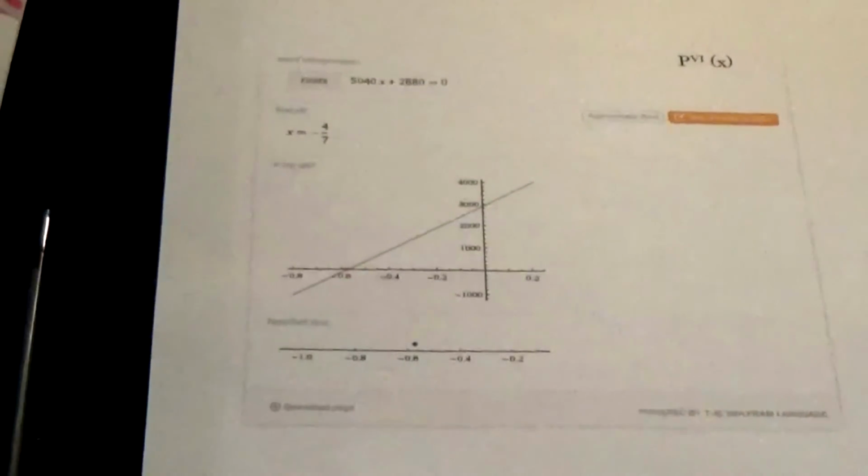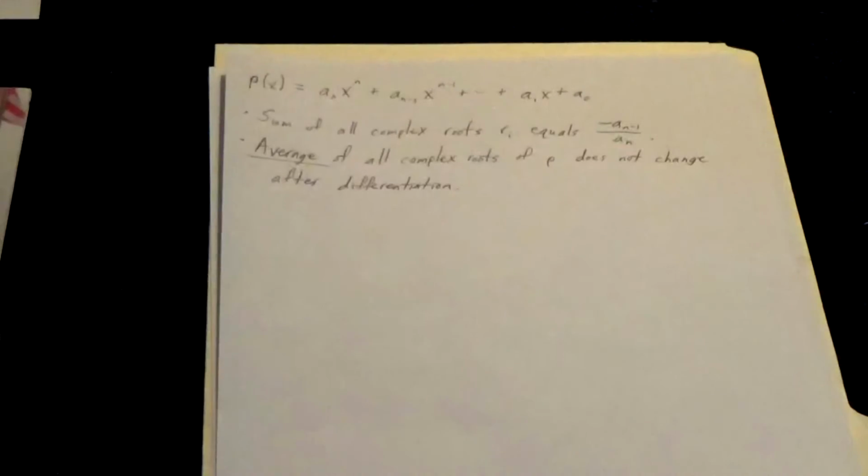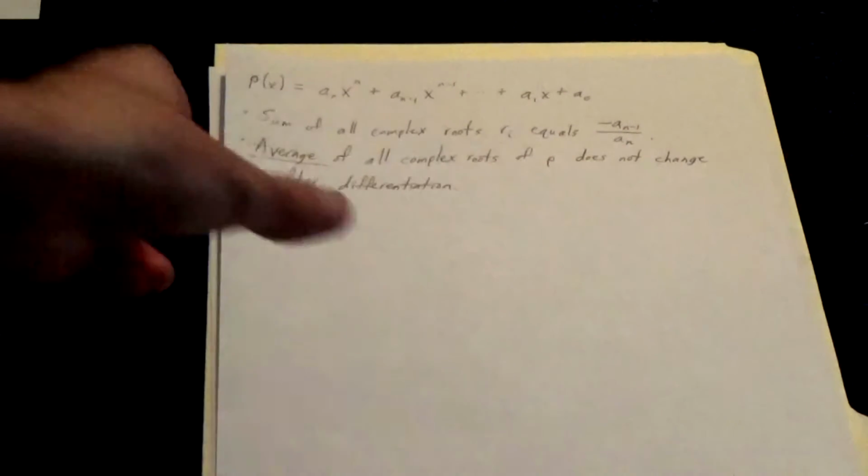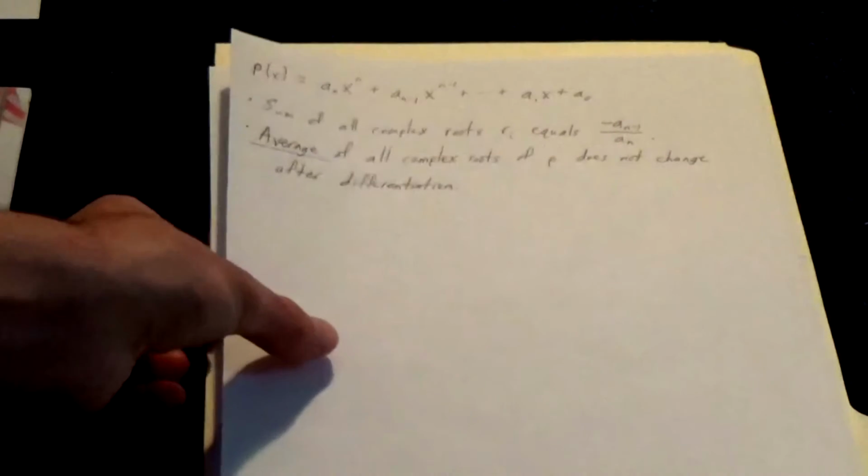Oh, I remember what I want to do. I'll prove it for you. We've just seen it illustrated, but now, on to actually prove this. The average of all the complex roots of p does not change after differentiation. That's our theorem, so let's prove it right now.